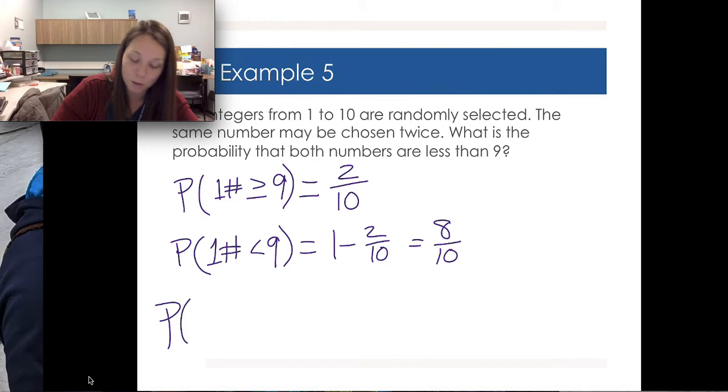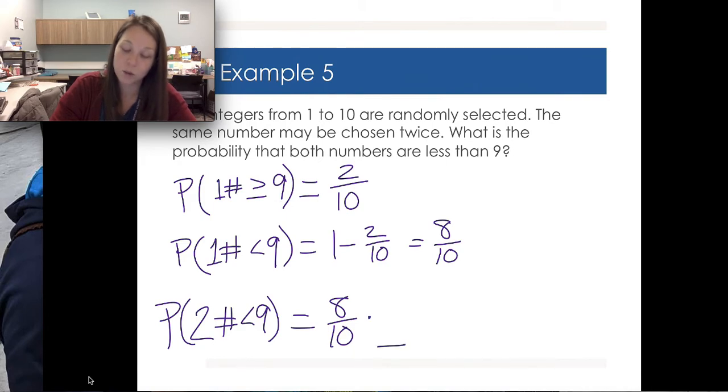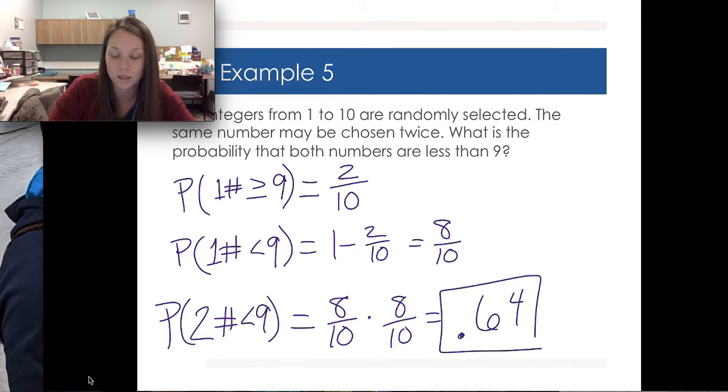Now, to finish this problem up, we want to know the probability that two numbers are less than 9. Well, the probability that the first number is less than 9 is 8 out of 10. The probability that the second number is less than 9 is also 8 out of 10. Multiplying those together, we get a final answer with a decimal of 0.64.